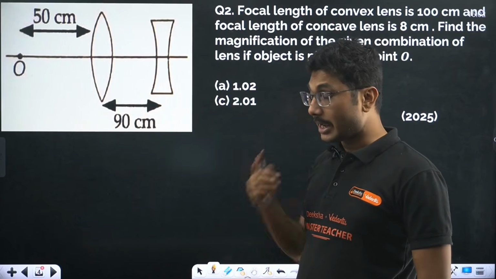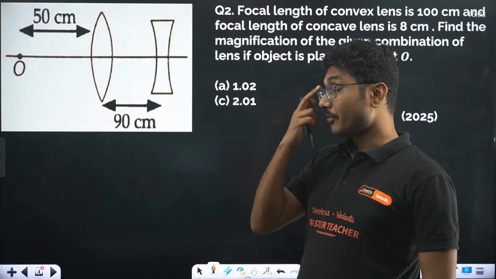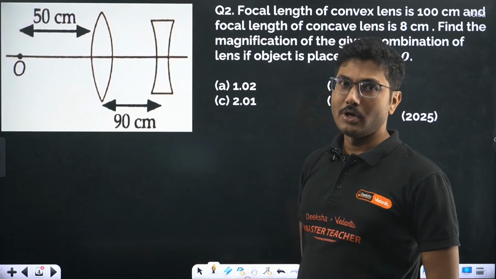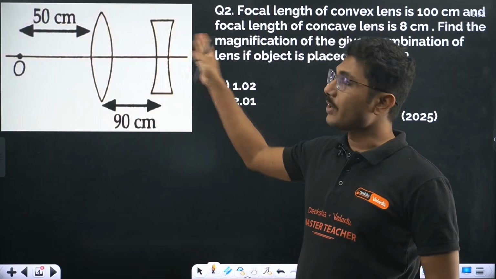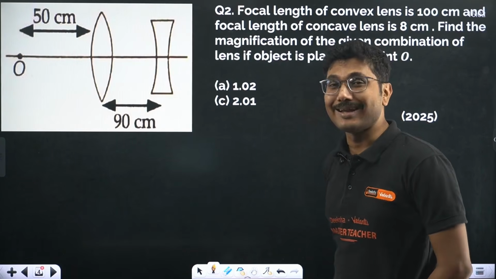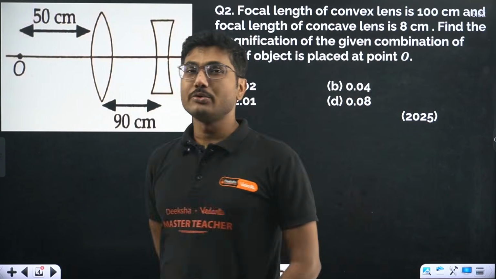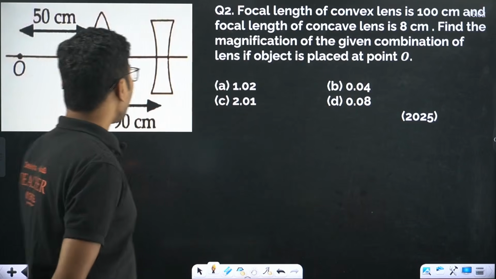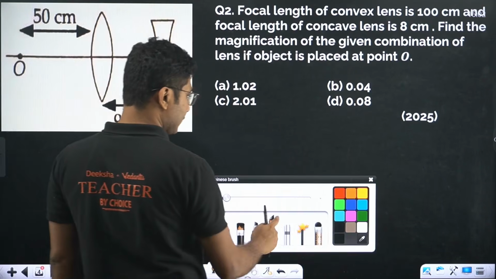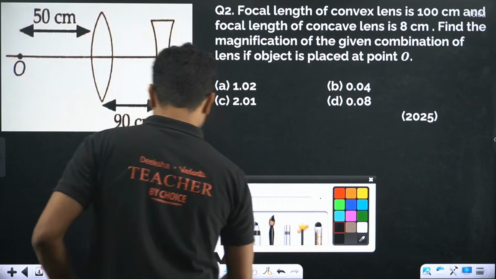Okay, so you cannot directly find the equivalent focal length. Now you can do that, you can find the equivalent focal length, that is not an issue, but then you have to find where the final lens combination is, so that might be slightly tricky. So how to tackle this kind of question? Obviously we will take the image formed by the first lens.